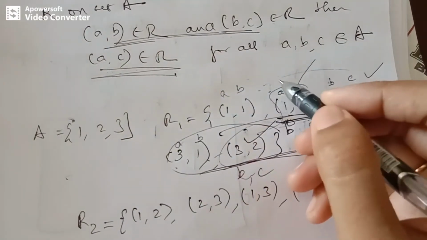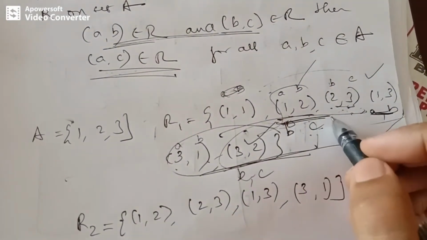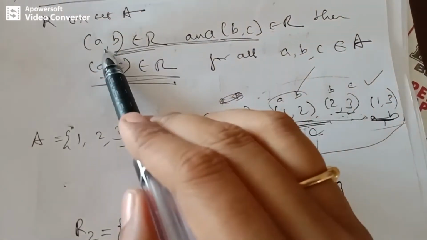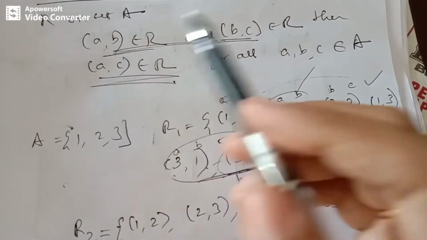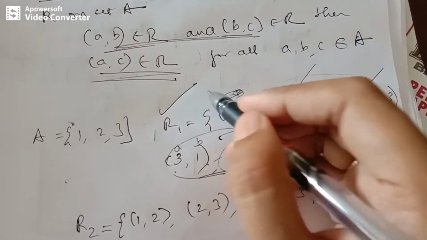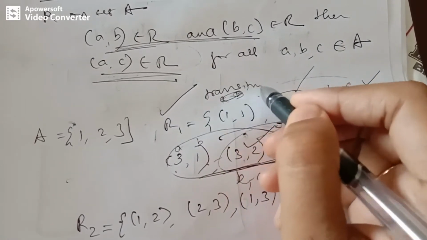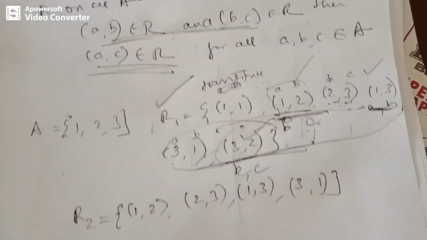If I check for A comma B, I can also check for all the elements. When I compare for all the elements, I find that whenever A comma B belongs to R and B comma C belongs to R, I do have A comma C belongs to R. Therefore, the relation R1 is said to be a transitive relation. You can consider this example for a transitive relation. So, relation R1 is a transitive relation.